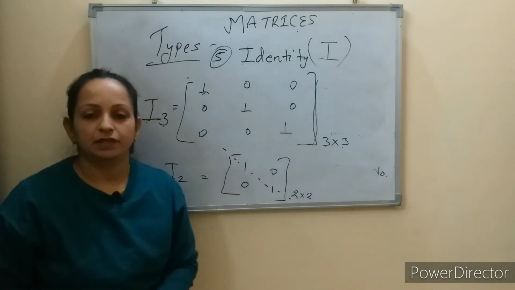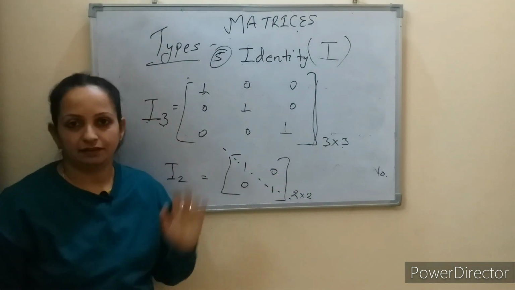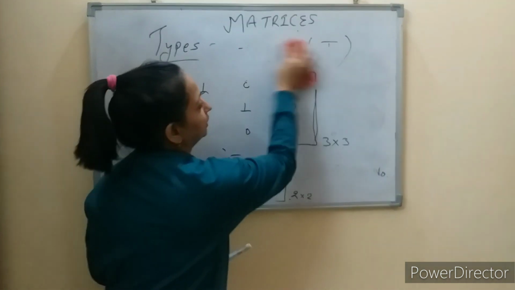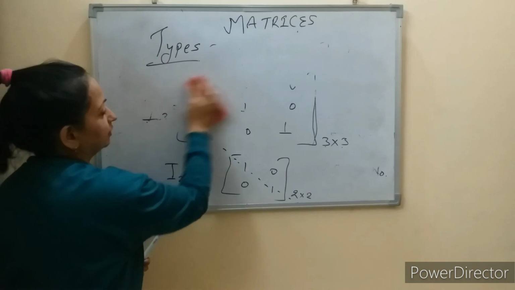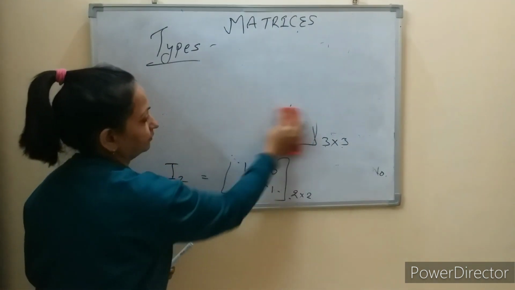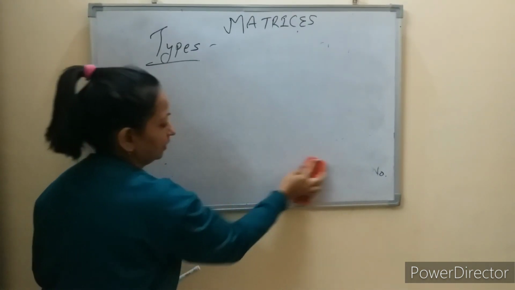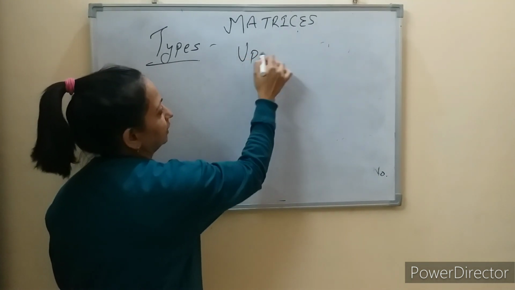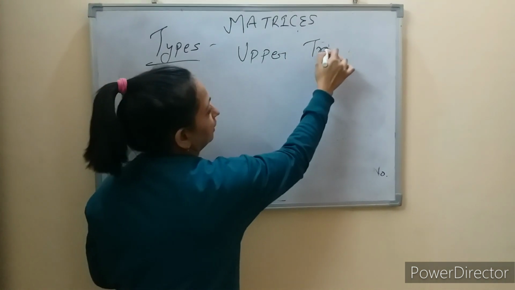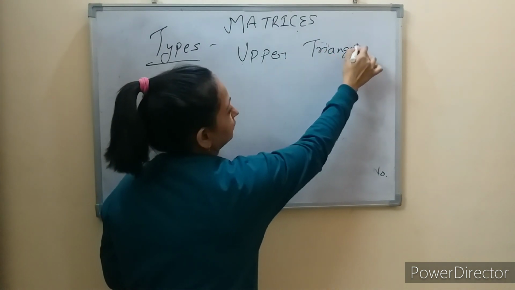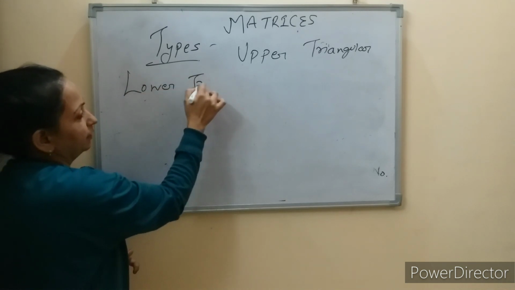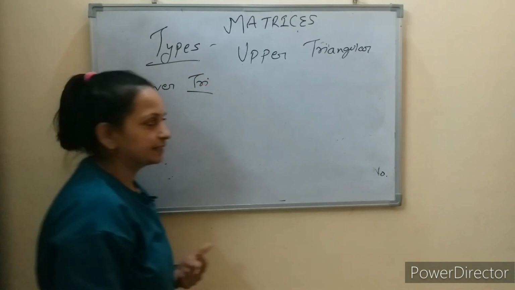Okay, so this was my identity matrix I3 and I2, and next we are moving to the next type of matrix, that is called the triangular matrix. And we have two triangular matrices. The first one is upper triangular and the second one is lower triangular. So let's understand what upper triangular and lower triangular matrices are.